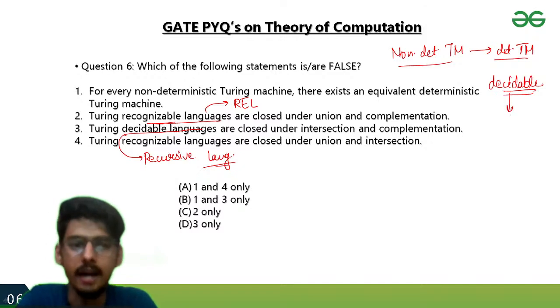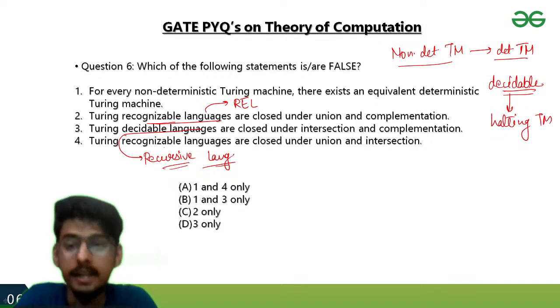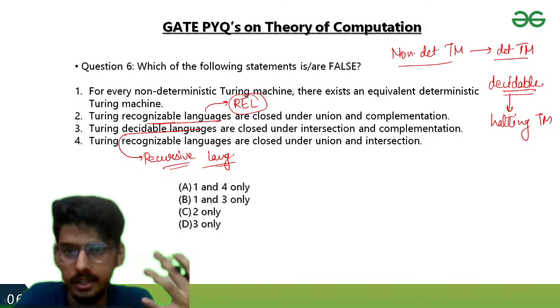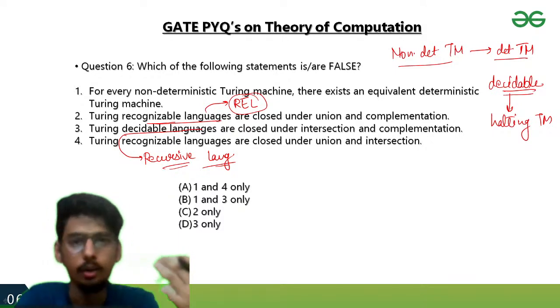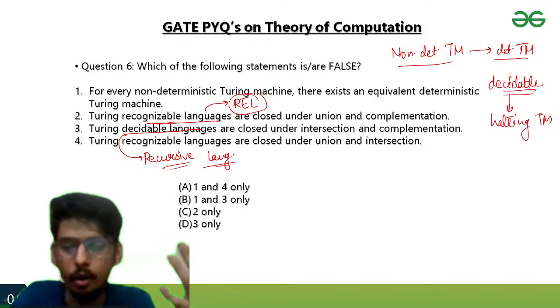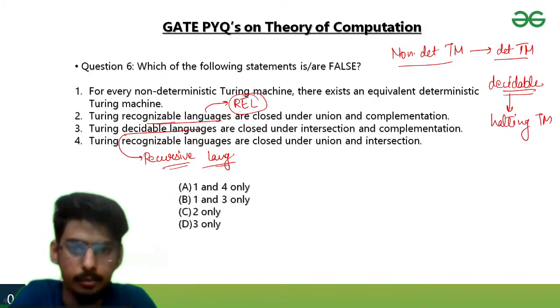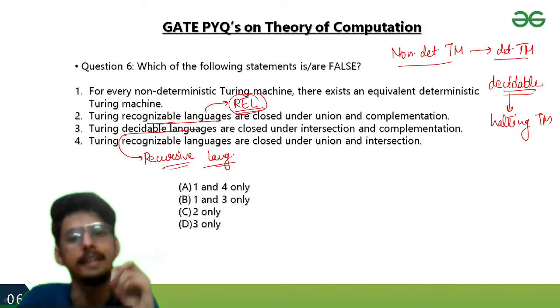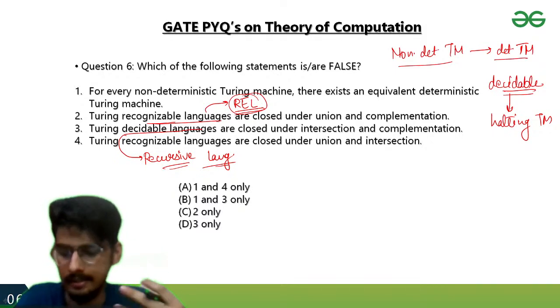Decidable languages are accepted by halting Turing machines, and they are nothing but recursive languages. Turing recognizable languages are recursively enumerable languages, because every such language can be recognized by a Turing machine that may halt or may not halt. I can have a language for which the Turing machine will not halt. That is a recursively enumerable language. But it recognizes the language, so recursively enumerable languages are called Turing recognizable.